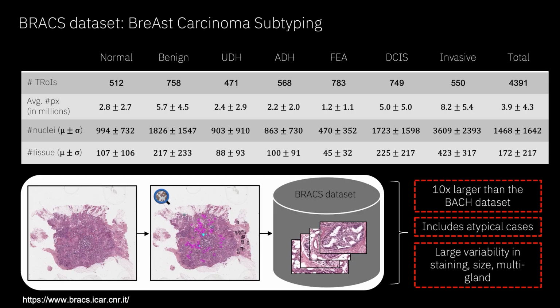All our experiments were tested on a new dataset called BRACS that includes around 4,000 regions of interest. In this paper, we use the 3-class version where we group tumor subtypes into benign, atypical, and malignant classes. This dataset is now public and can be fully used for research purposes.